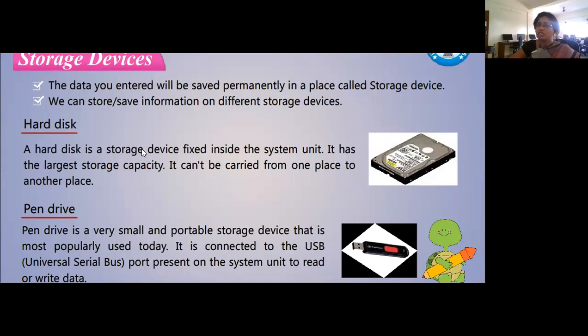A hard disk is a storage device fixed inside the system unit. It has the largest storage capacity. It cannot be carried from one place to another place. Children, inside the computer CPU, this particular hard disk is placed. So whatever you want to save in the computer will get saved inside this one. So all the information goes and gets stored inside the hard disk. This is already fixed into the CPU.